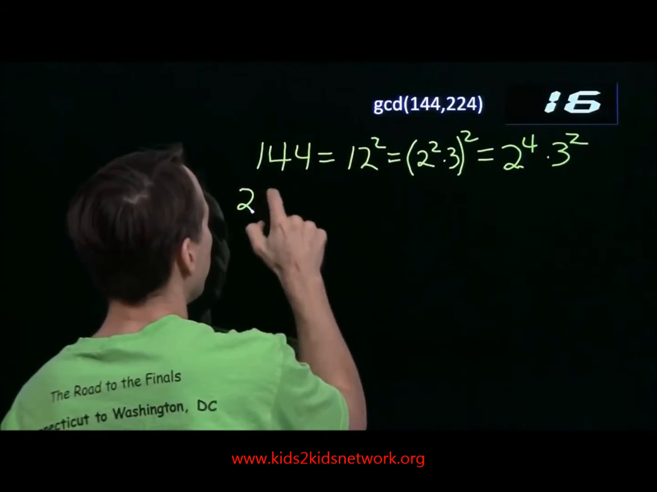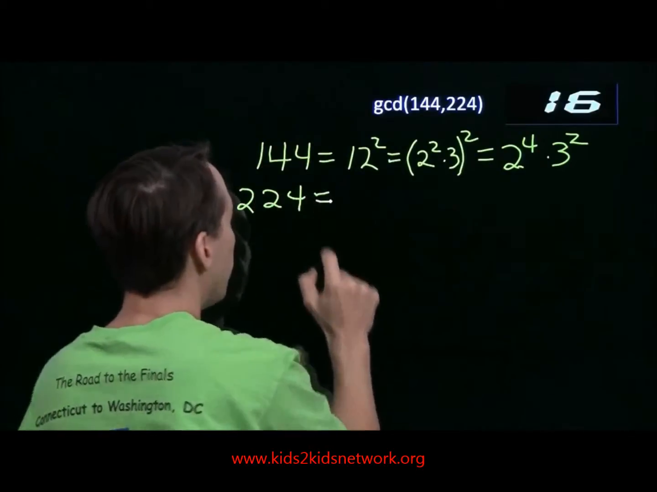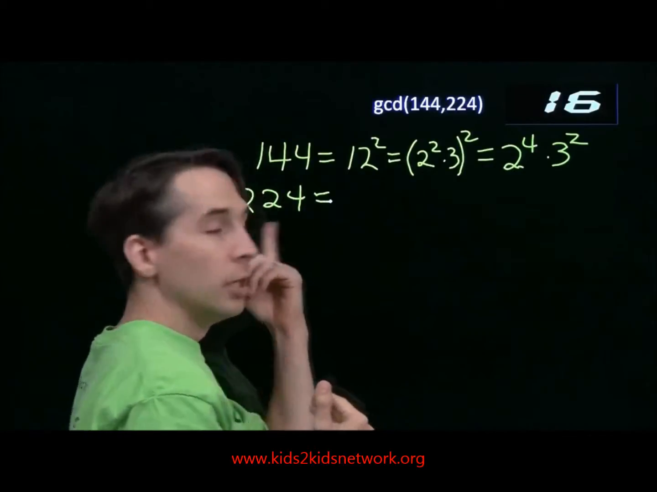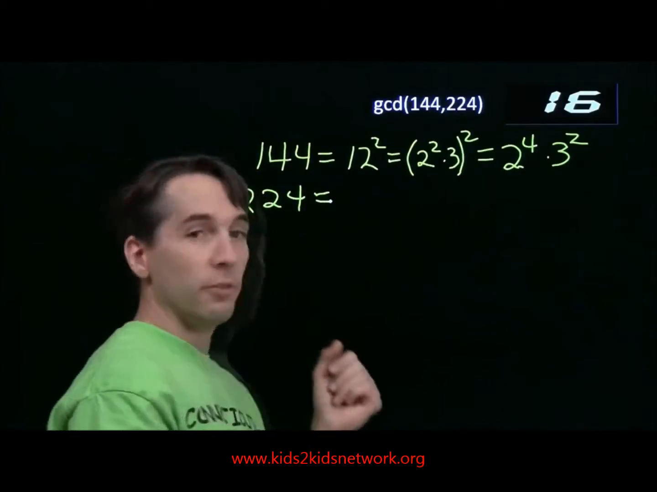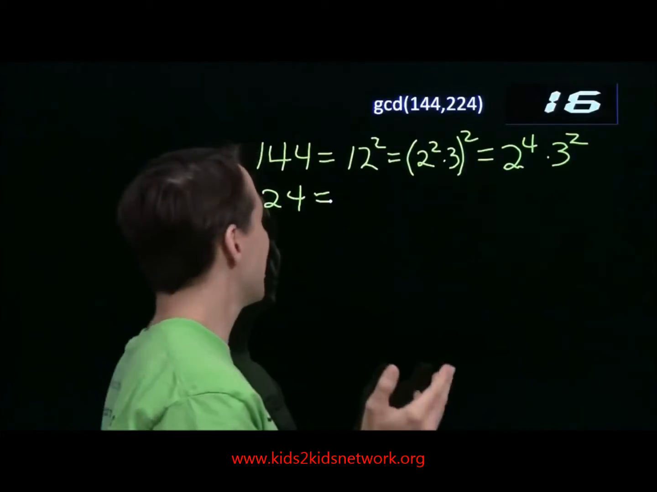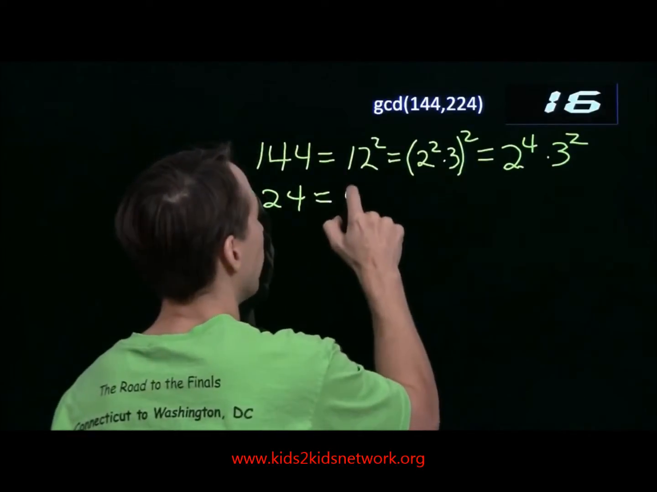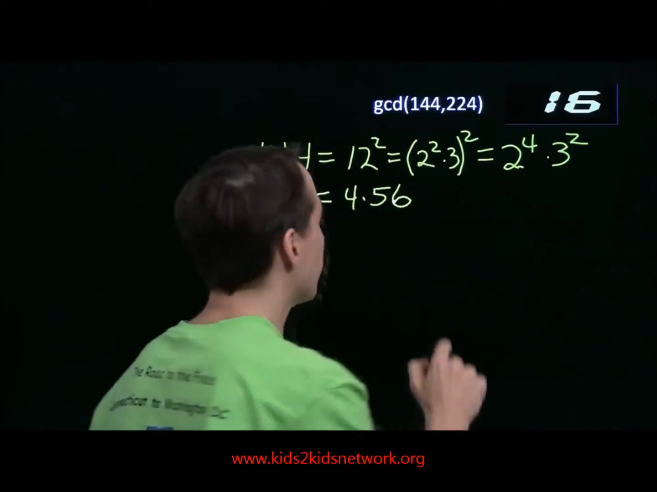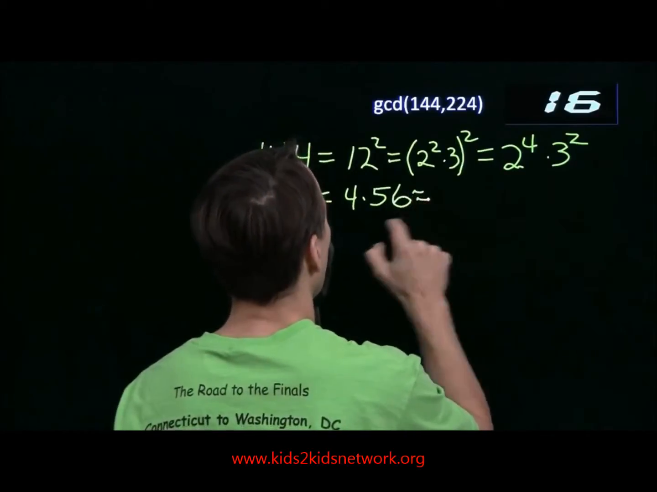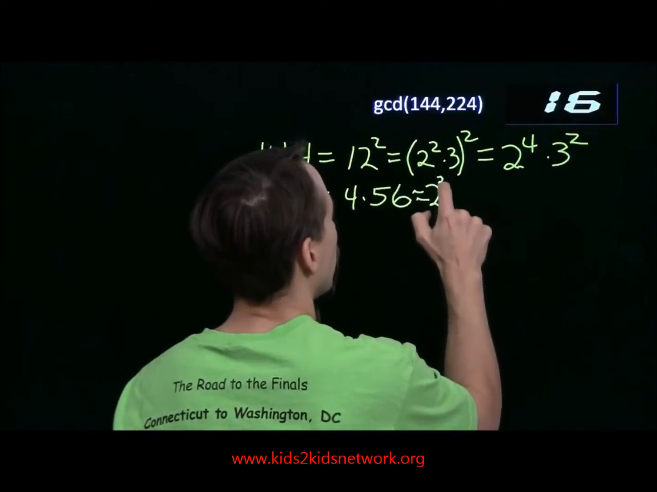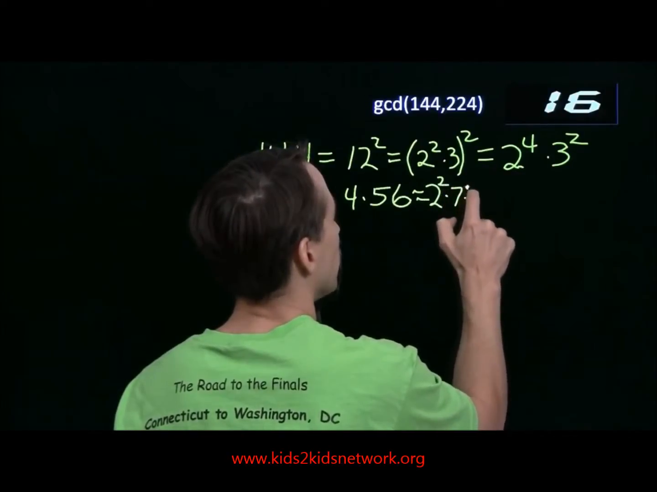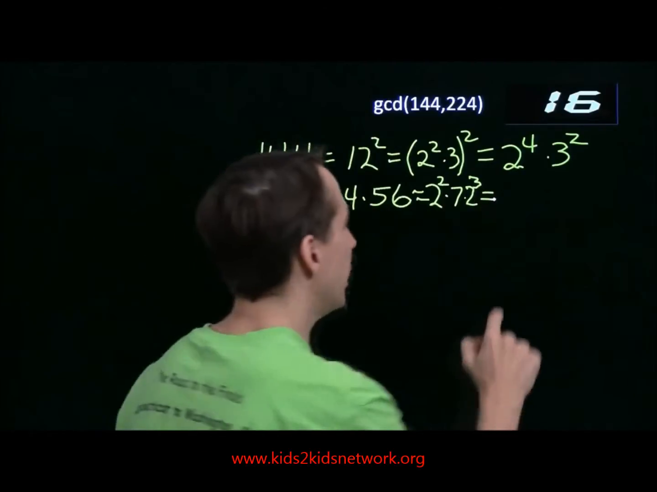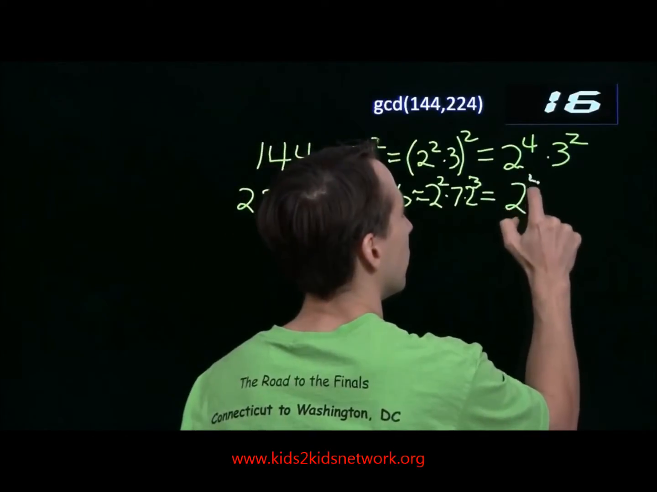Let's move on to 224. Well, we know that's divisible by 4 because 24, the last 2 digits, that's divisible by 4. 200 divided by 4 is 50. 24 divided by 4 is 6. So 224 is 4 times 56. 56, of course, that's just 7 times 8. So this is 2 squared times 7 times 2 cubed. And the 2 squared and the 2 cubed go together. They give us 2 to the 5th.